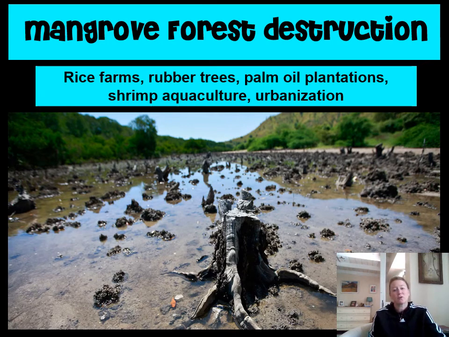What are they being destroyed for? A variety of reasons. Rice farming, rubber tree plantations, palm oil plantations, shrimp aquaculture farms, and urbanization. So humans are moving into the areas, into the waterways. So here is a picture of mangrove forest lost, and hopefully we can reverse this problem.